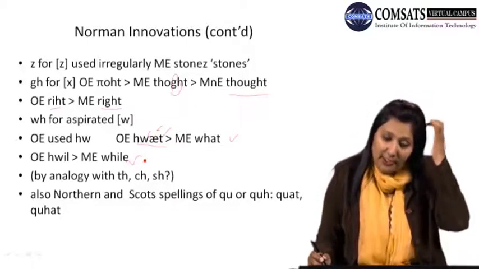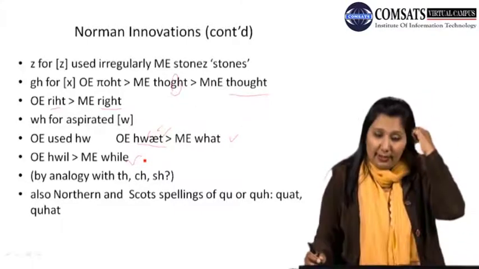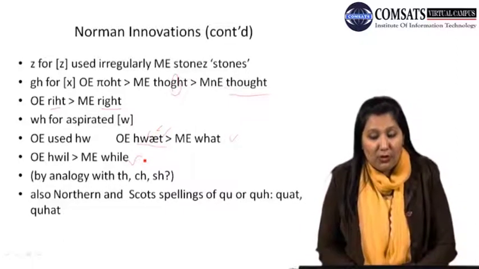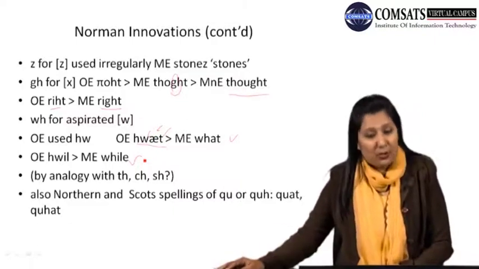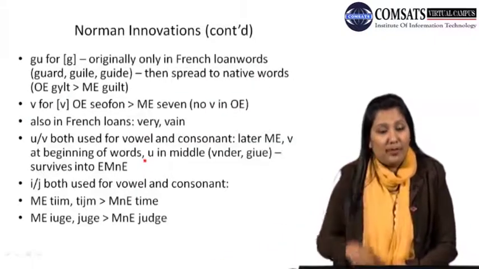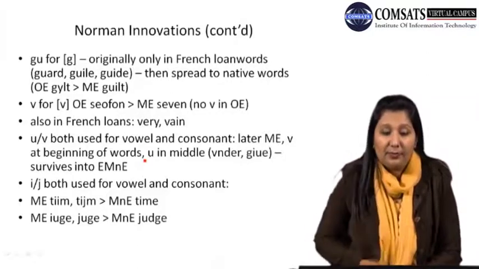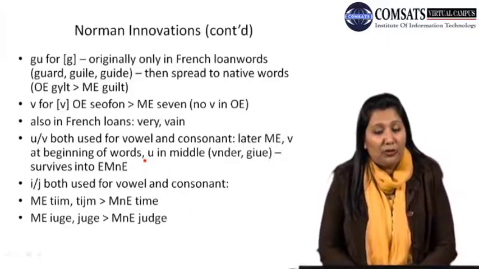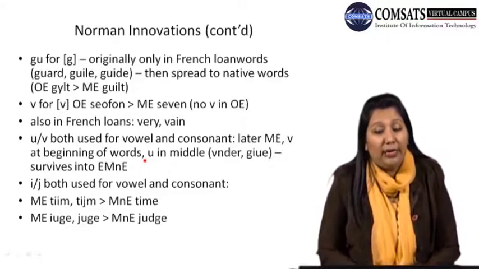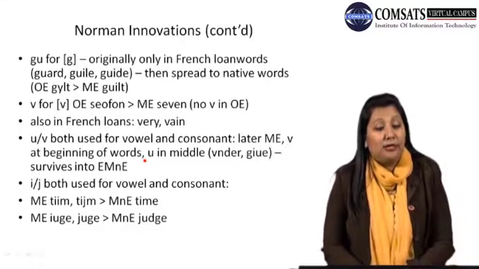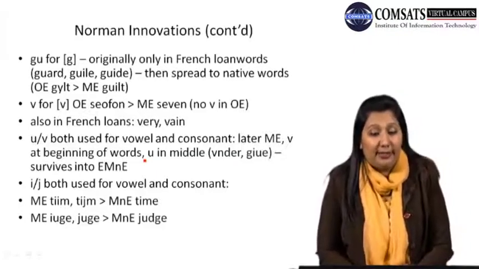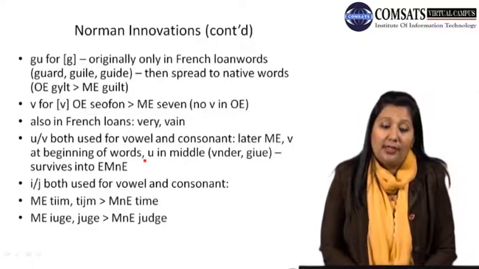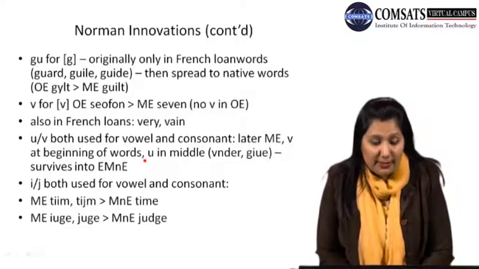By analogy with th, sh, and ch, there were some other Norman innovations, also Northern and Scots spellings for q, quet, and qhet. It has also been changed. There were some other Norman innovations, starting with gu, which was actually used for the g sound, originally only in English loan words. It started with guard, goil, and guide, then spread to the native words. From Old English it was gallet, whereas in Middle English it was guilt.